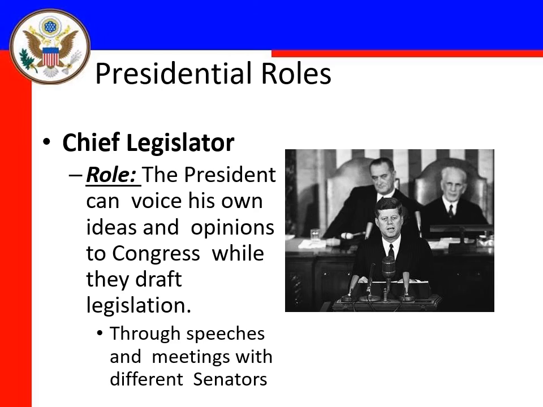The next big one is the chief legislator. So the president himself does not have the power to pass bills, but he can send messages to Congress. He can encourage them to draft legislation. He can introduce bills to Congress and have them vote on it. And he can do this in a variety of different ways, through speeches, meetings with different senators or representatives, really trying to put legislation on the floor.